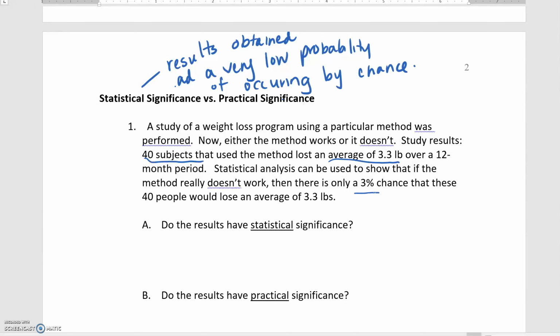So, what we care about here is, does this method work? Does it result in weight loss? Now, since these results of losing this weight would only have a 3% chance, that's considered unlikely, so this does have statistical significance, because it's unlikely that it just happened by chance. Do they have practical significance? Now, if you only needed to lose 3 pounds and this weight loss program wasn't hard, then maybe it does. But most people would say that if you're doing some sort of diet or weight loss program, you probably want to lose more than 3 pounds over the span of a year.